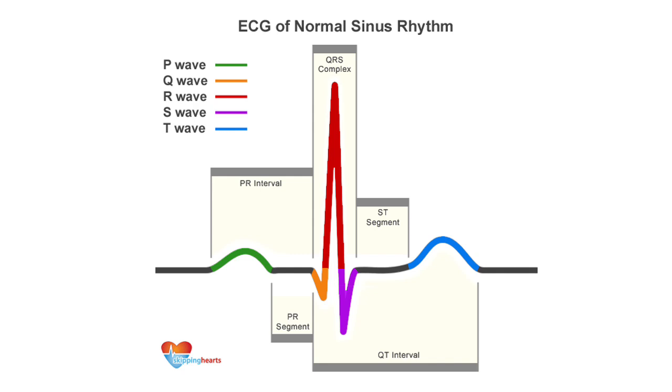The QRS complex interval is measured from the first deflection to the J point, which is the end of the last deflection in the QRS complex. And then the ST segment is the very end point of the QRS complex to the very beginning of the T wave. The QT interval is measured from the beginning of the QRS complex to the very end of the T wave.